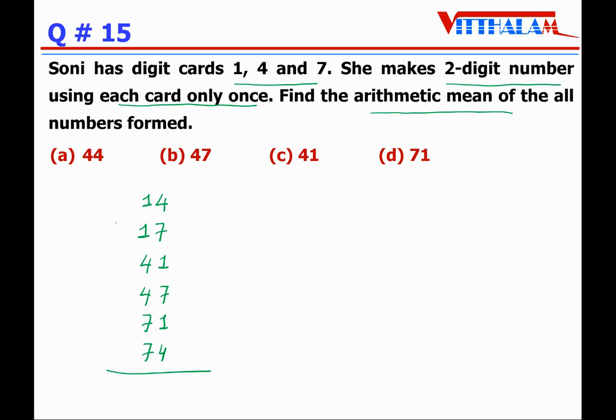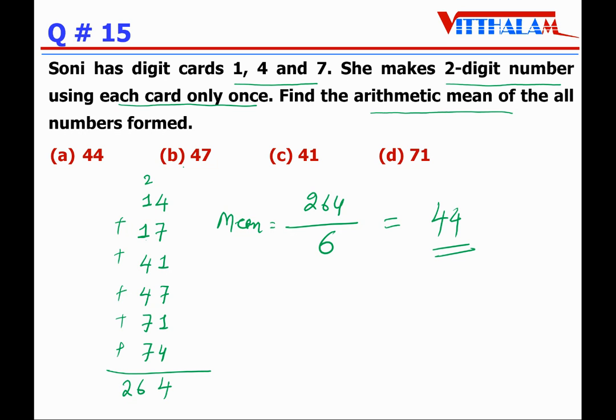Now we have to find out the arithmetic mean. So just add up, total it. So 4 plus 1, 5, 5 plus 7, 12, 12 plus 1, 13, 13 plus 7, that is 20 plus 4, so it is 24. So 4, 2 carry over, 2 plus 1, 3, 4, 8, 12, 12 plus 14, so that is 26. So the total is 264, divided by how many numbers? So 6, that is the mean, or you can say arithmetic mean or average. So 264 by 6. 6 fours are 24, 2 remainder, so 4 becomes 24, again 4, so 44. So the answer is A. Next.